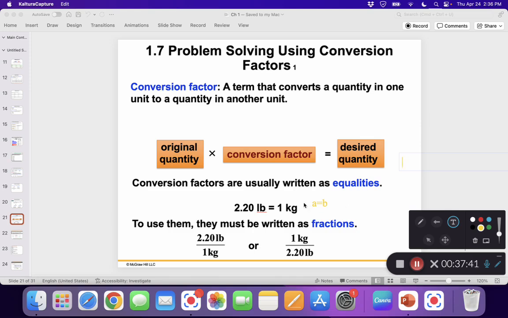Okay, so it means that from equality, we can always write those as a fraction. So from this equality, either you can write 2.20 pound by 1 kg or 1 kg divided by 2.20 pound. Okay, so now depending on what we need, we will pick a correct conversion factor and use it in a problem. Okay, so let's try that.